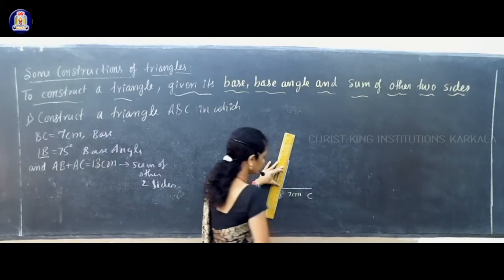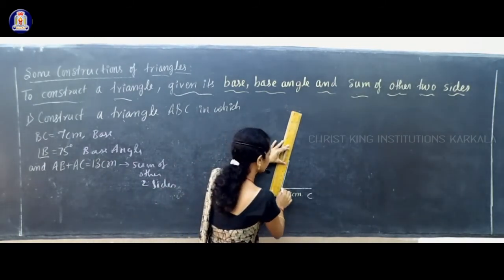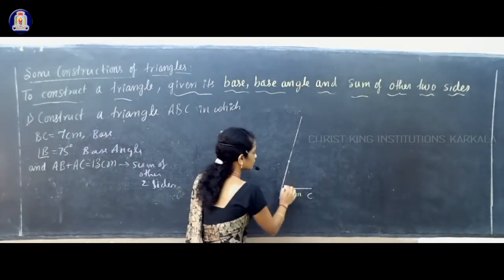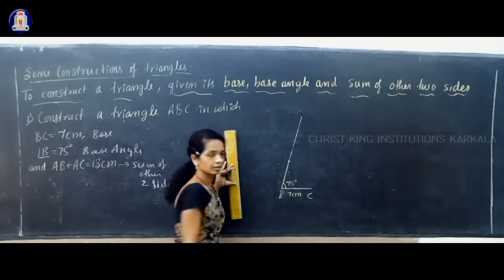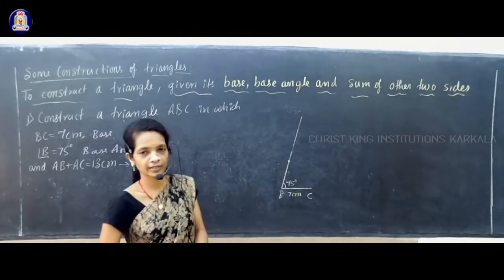and join that point with B, sorry, not with O, and extend this line like this. Now this is how many degrees that you have to write? That is 75 degrees. At angle B, we marked 75 degrees and we extended that 75 degree line.